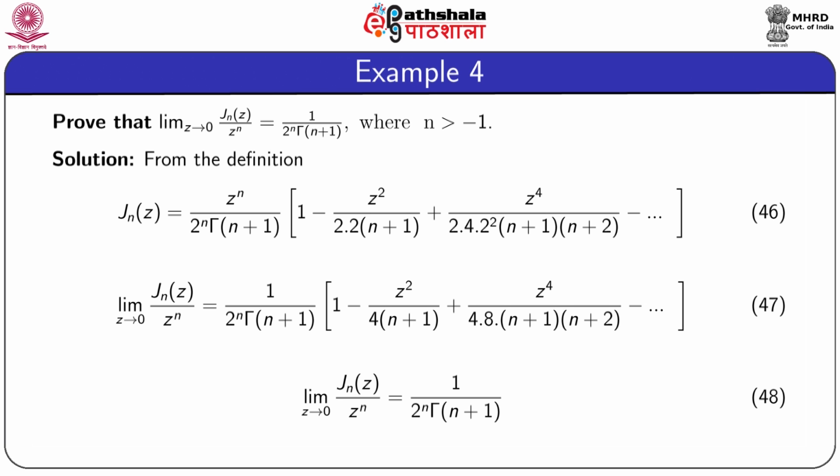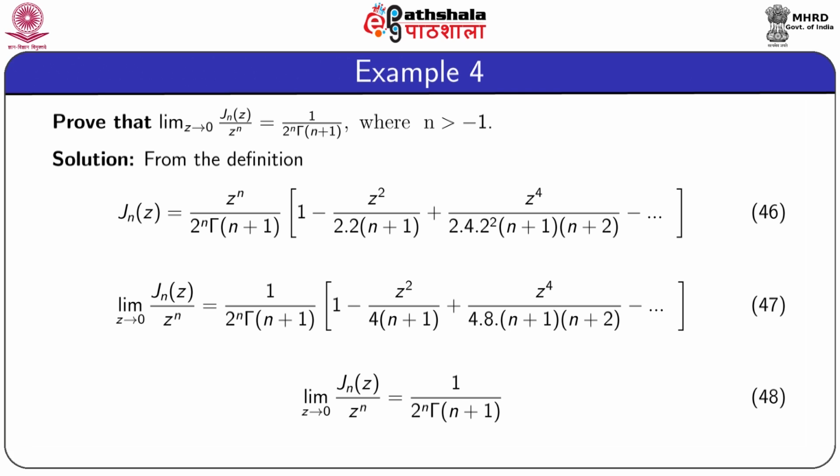We next divide this whole expression by z to the power n, and we obtain equation 47, which is J_n(x) by z to the power n is equal to 1 by 2 to the power n gamma n plus 1 multiplied by [1 minus z square by 4(n plus 1) plus z to the power 4 by 4.8(n plus 1)(n plus 2) minus ...].